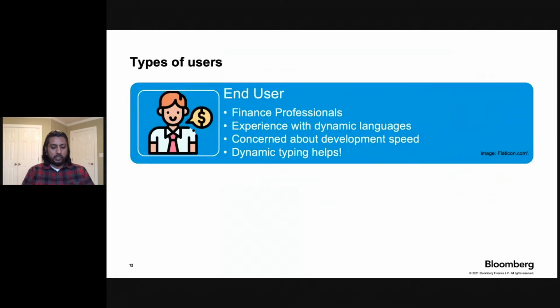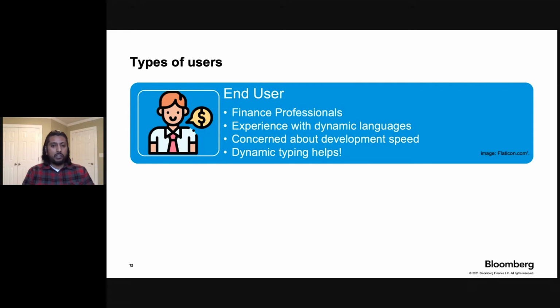So to put this dilemma into a little more context, let me talk a little bit about the types of users who use BCL. So we have one type of user who we call end users, who are typically finance professionals, and they have some sort of experience in dynamic languages like MATLAB and Python and so on.